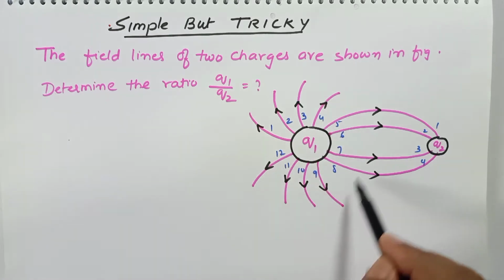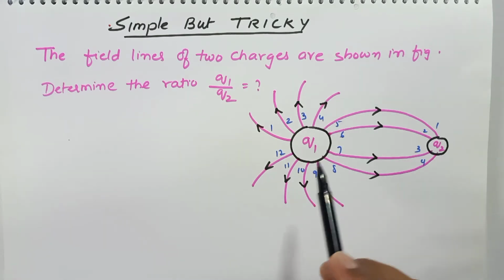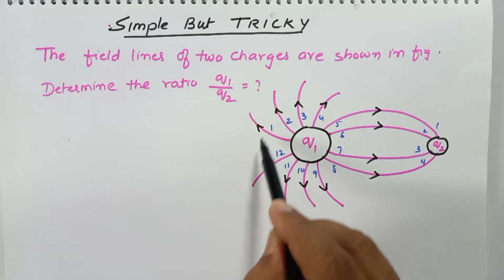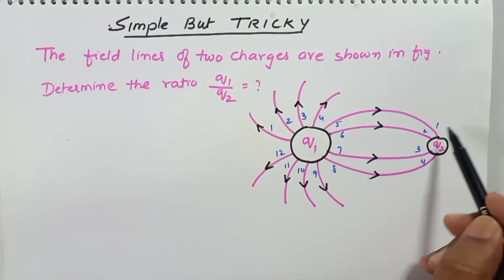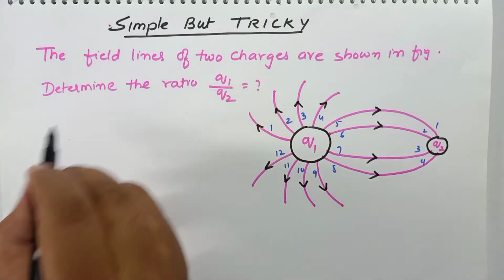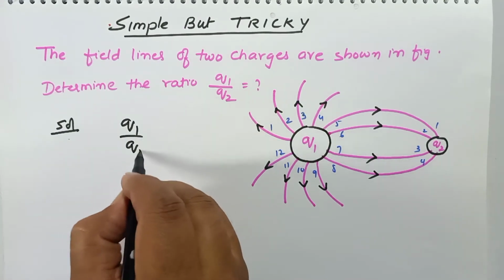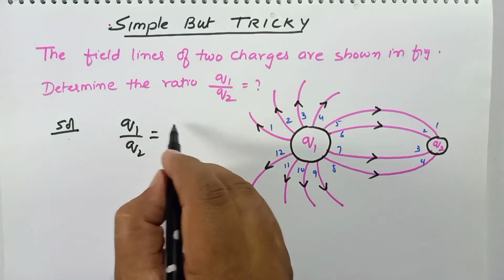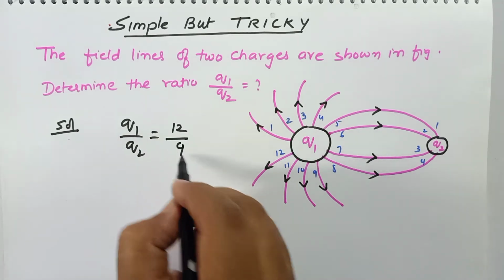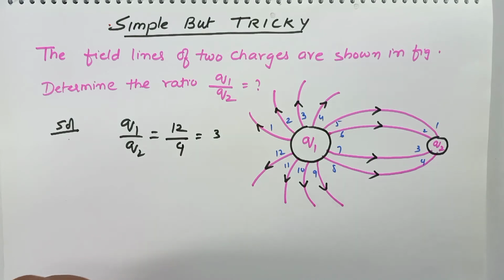First of all, count the field lines surrounding Q1. The field lines surrounding Q1 are 12. The field lines surrounding Q2 are 4. Therefore, the solution is Q1 by Q2 can be taken as 12 by 4. Therefore, that is 3. 3 is your answer.